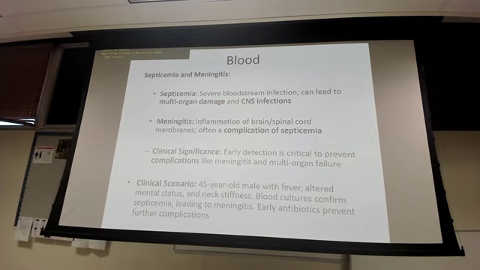All right, septicemia and meningitis. Septicemia is a severe bloodstream infection that can lead to multi-organ damage or CNS infections. And meningitis is the inflammation of the brain or spinal cord, often the complication of septicemia.